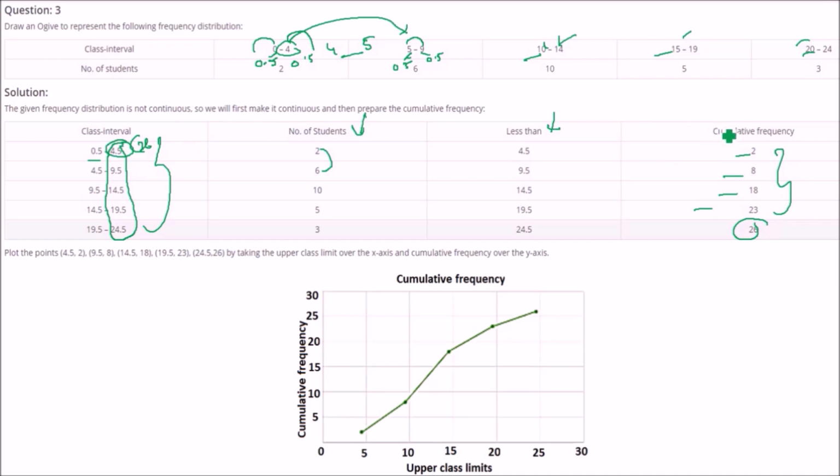So the x coordinate will be 4.5 and the y coordinate will be 2. The x coordinate will be 9.5 and the y coordinate will be 8.